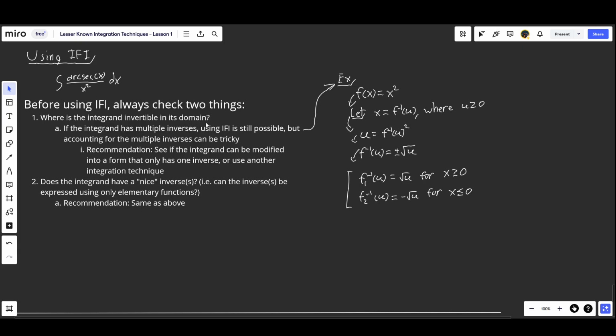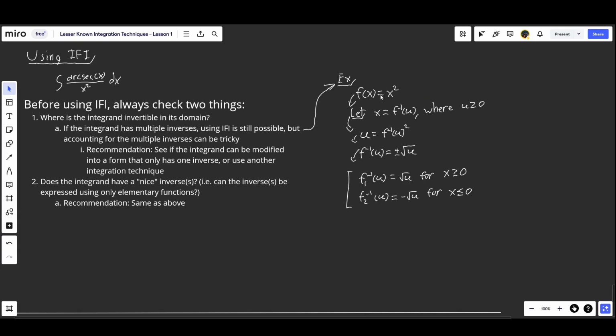An example of this is the function f of x equals x squared. This is not invertible over its domain negative infinity to infinity because you can have examples like x equals negative 1 and x equals 1, which both output the same y value. And that makes it not invertible. But if you restrict the domain to x solely less than or equal to 0, or x solely greater than or equal to 0, you can have two inverses for this function.